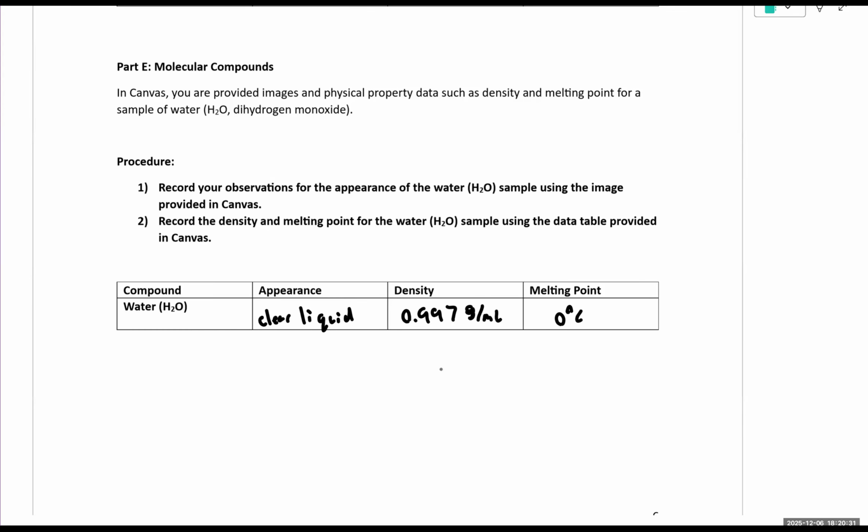One thing that should immediately catch your attention is the fact that water, as it is a covalent compound, generally has a lower melting point than comparable ionic compounds. Ionic compounds have large melting points, covalent compounds have small or low melting point values.